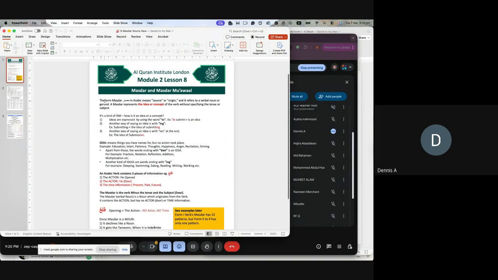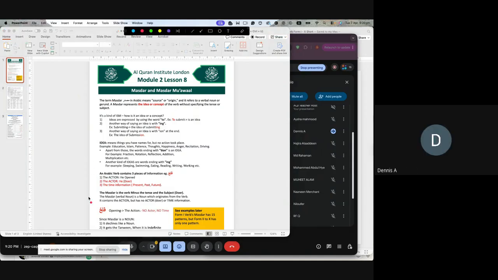Masdar is a verb that contains, minus the tense and the doer. It doesn't have action, tense, or time. Good. This is the core piece of information about Masdar. I still haven't got the answer for the question. Who else can answer? What does Masdar mean? Someone else come, and it will be interesting.